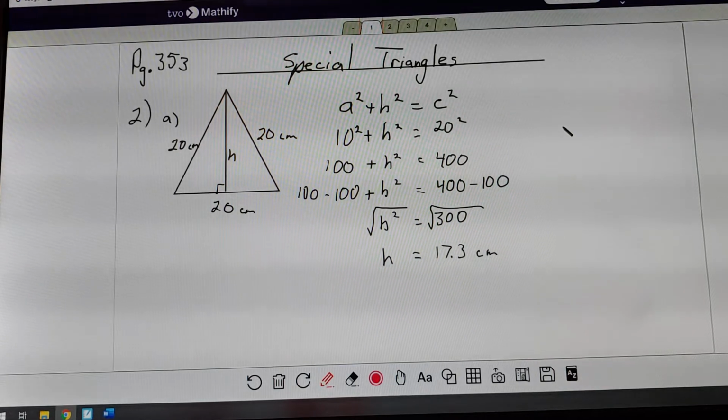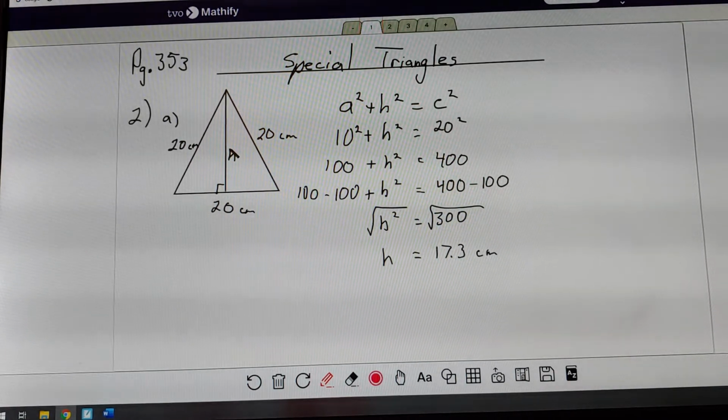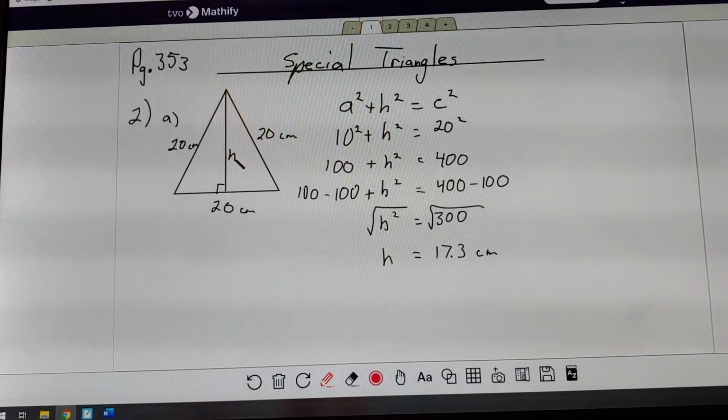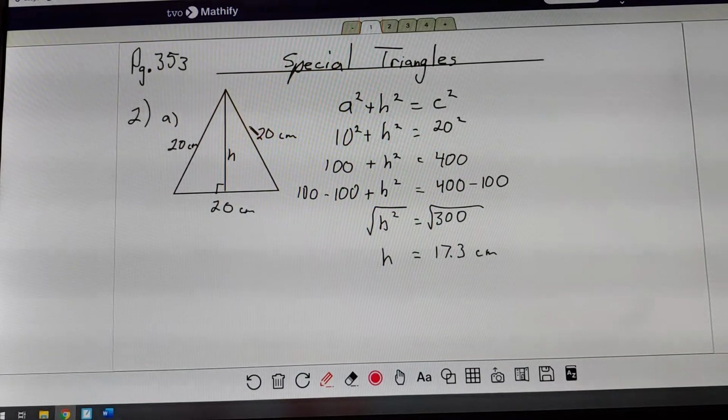They asked us to sketch the triangle and then find the side that was missing. So with 2A, they were missing the height, okay? And they gave us an equilateral triangle, all 20 centimeters around. So this is just going to be Pythagorean theorem, and we're looking at this little triangle here for the right angle triangle that we're dealing with.